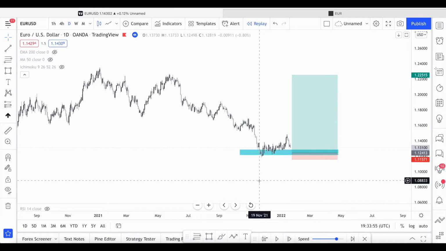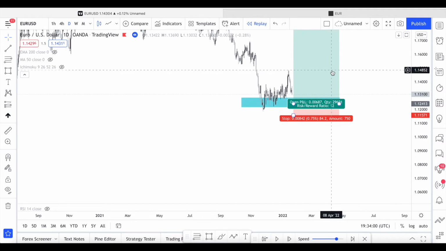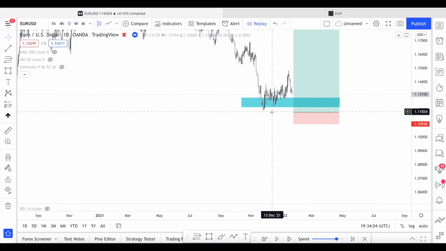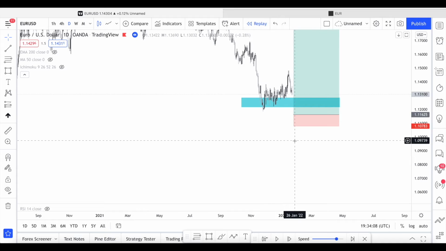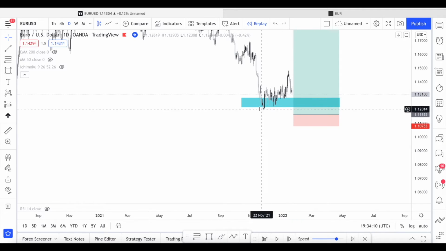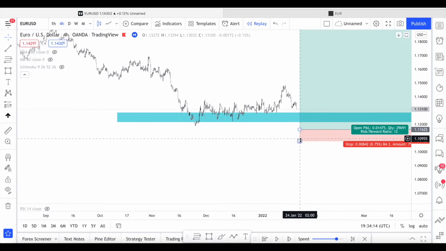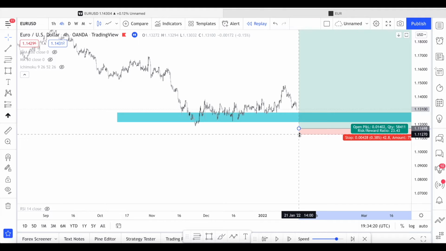stop hunted out. So what we want to do is we want to put our entry where the masses put their stops. So we're going to drag our stop loss down to where the masses would put their stops. So something around here. This then allows us to have a very tight stop loss. We're going to look at this on the 4 hour. We're going to have a very, very tight stop loss. Something which will look like this.